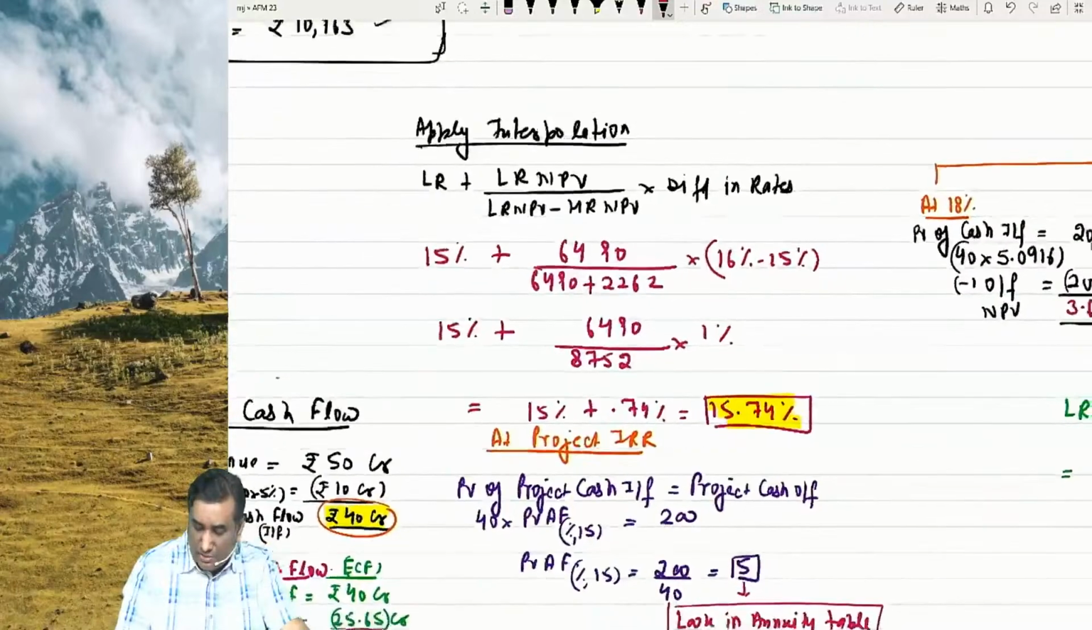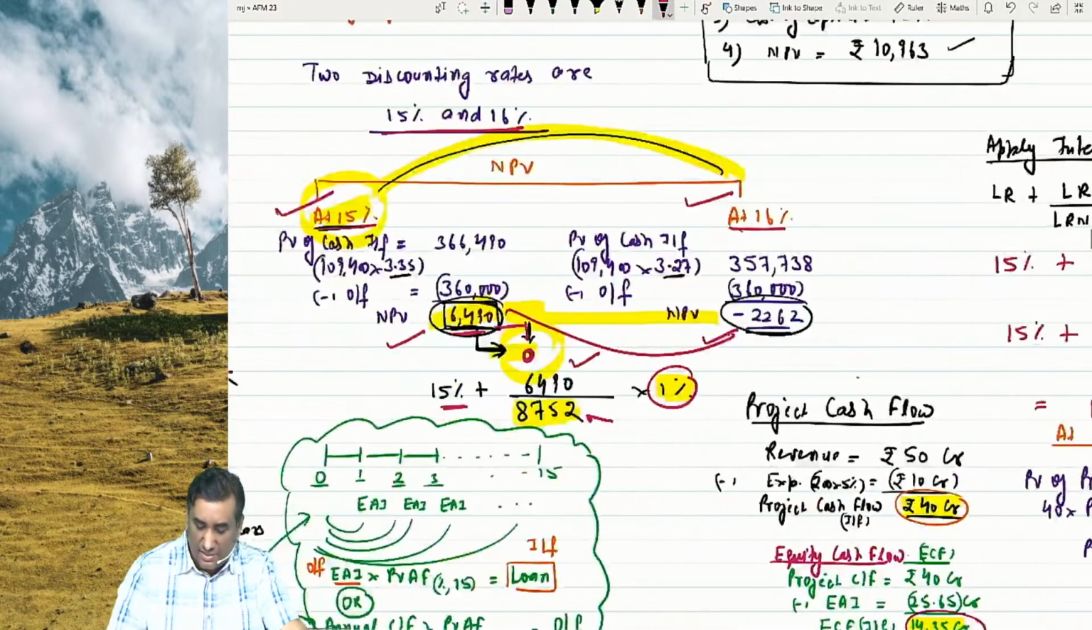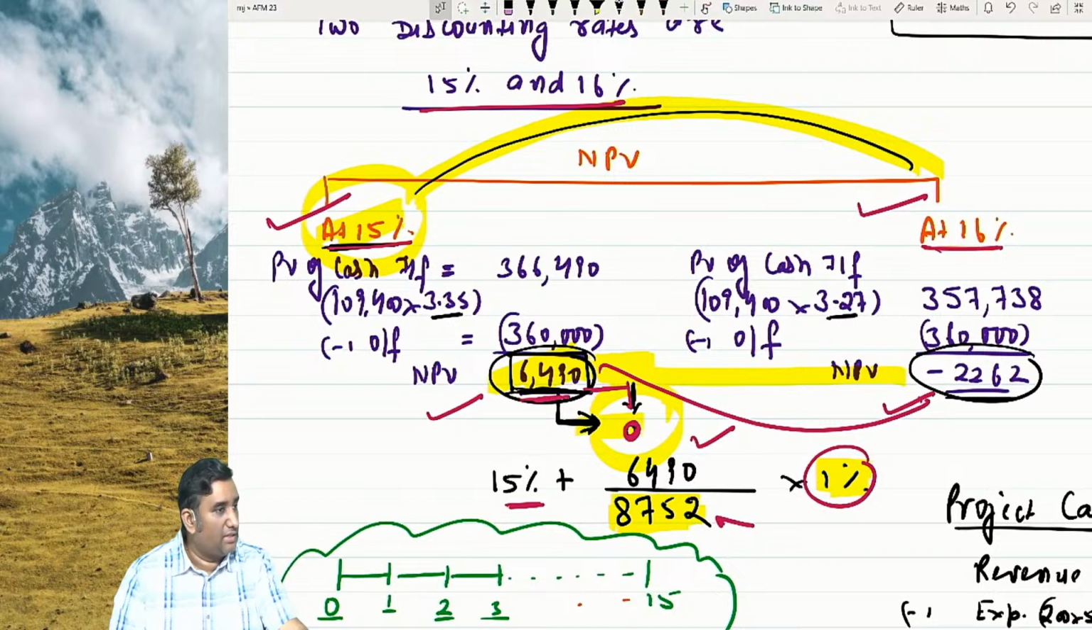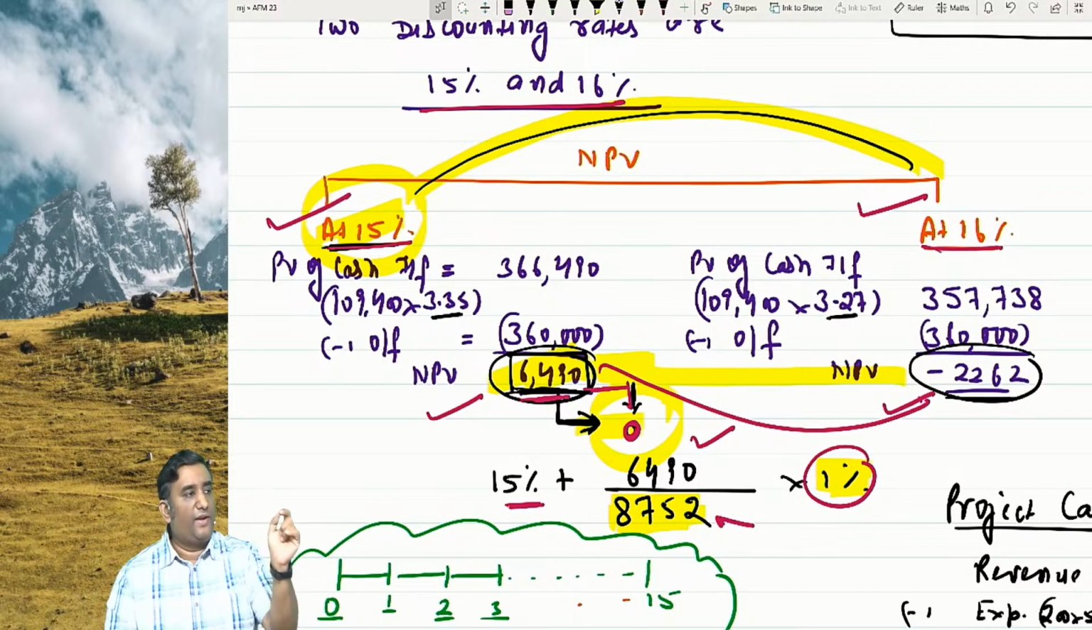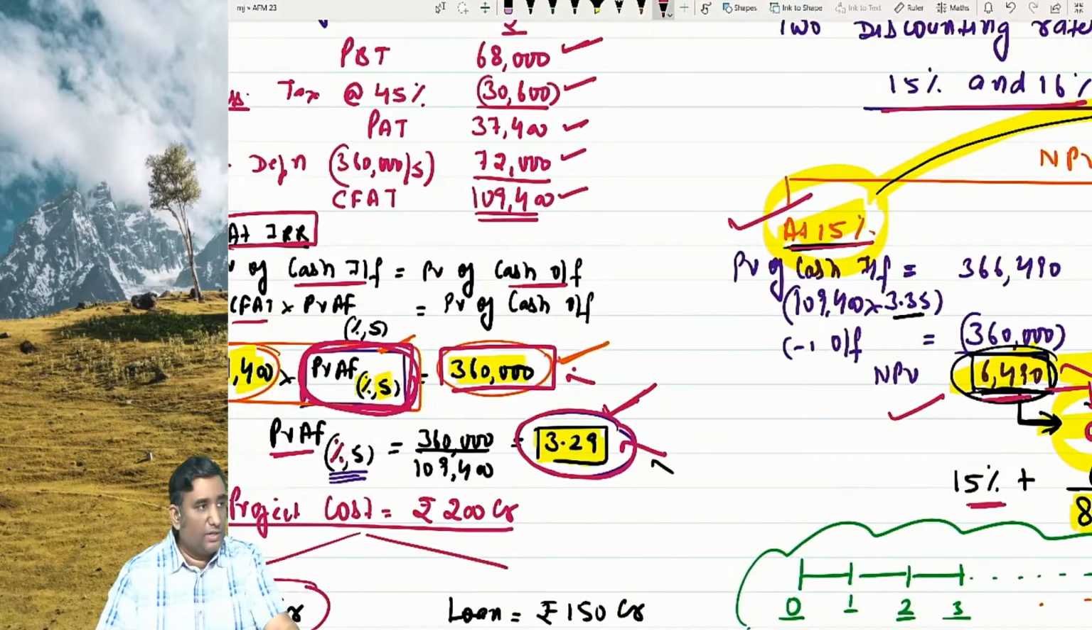That's called interpolation. So we apply lower rate plus lower rate NPV divided by the difference of NPVs, into the difference in rates. That is exactly what we do. This was the basic IRR. I hope you are able to recollect. You need CFAT. CFAT into annuity factor is the outflow. So you want the annuity. That annuity represents the rate which will give me a sum equal to 3.29.